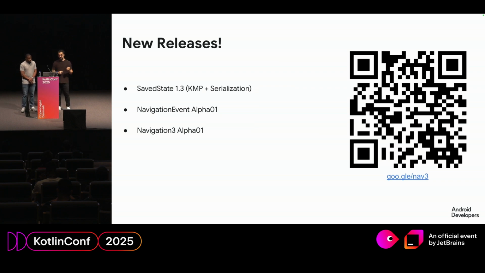You can also check out the new releases and libraries we talked about today: SavedState 1.3, Navigation Event Alpha 1, and Navigation 3 Alpha 1. There's also going to be a Navigation 3 Alpha 2 today. Well, Navigation 2 Alpha 2 today. Hot news.